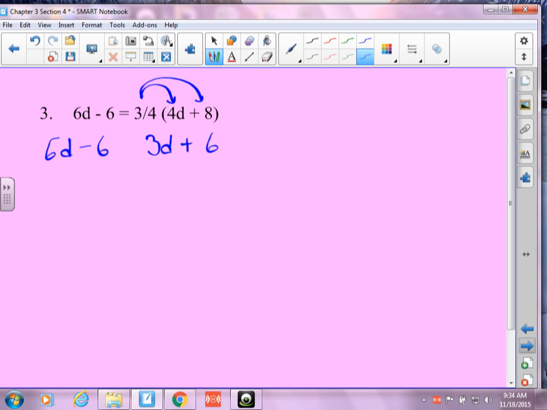60 minus 6 equals, and the reason why I did this is it has a fraction. Leave it as a fraction. Don't go back and forth between decimals and fractions. Okay. All right, what do I do? Add 6. Sure.